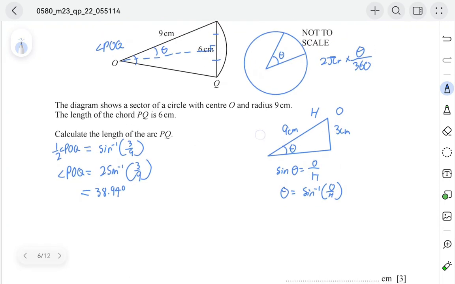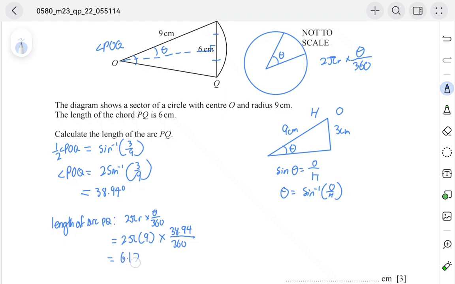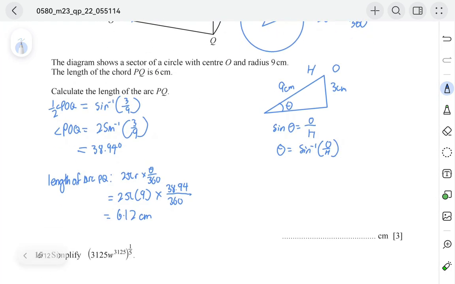So, to find the length of the arc, it's the circumference times the angle over 360 degrees. So the radius is 9, and the angle is 38.94 degrees. This gives us the final answer of 6.12 centimeters.